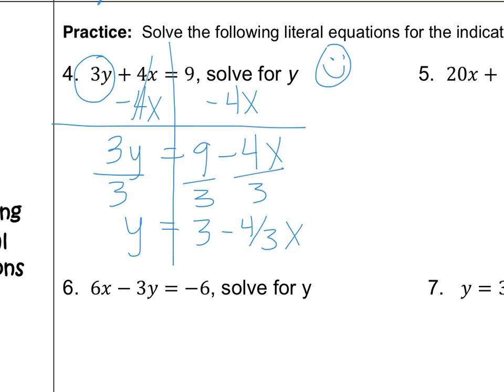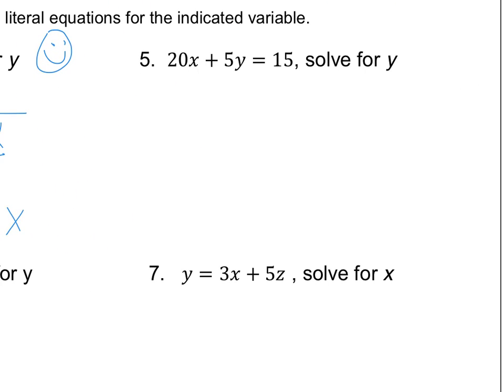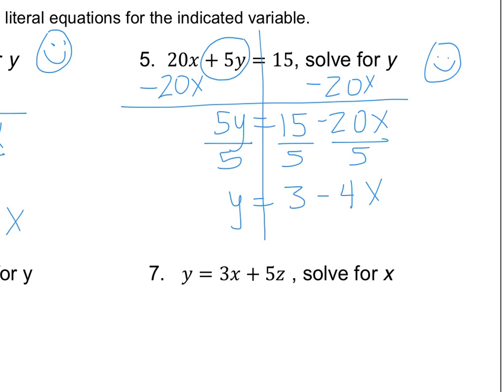Okay, so now let's move on to number 5. So on number 5, again, we're solving for y. So I want everybody to pause the video. I want you to solve it for y, following the poem, and then come back and check your work. Okay, the biggest thing to notice on this, other than the answer, is that when I put my 20x, I did not put him under the 15 because they're not like terms. So the answer is y equals 3 minus 4x.